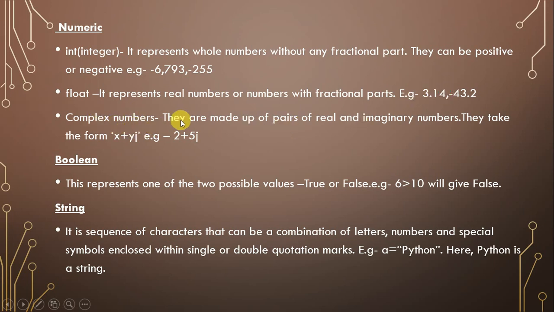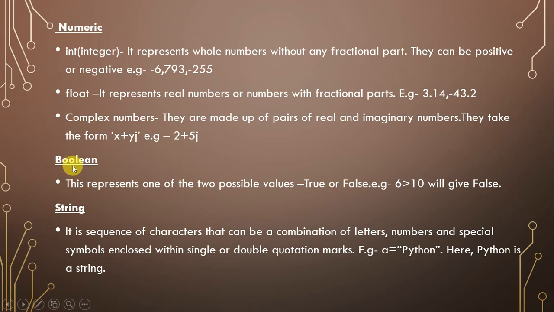Complex numbers. These numbers are made up of pairs of real and imaginary numbers. They take the form x plus yj. For example, 2 plus 5j. So here 2 is the real part and 5 is the imaginary part.